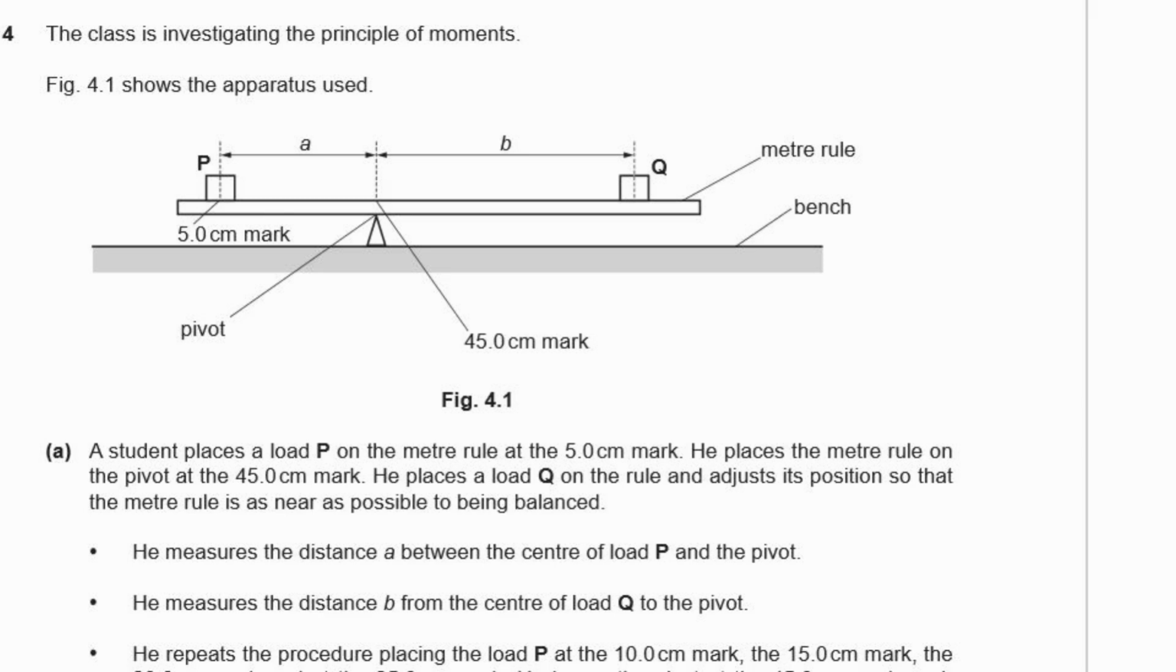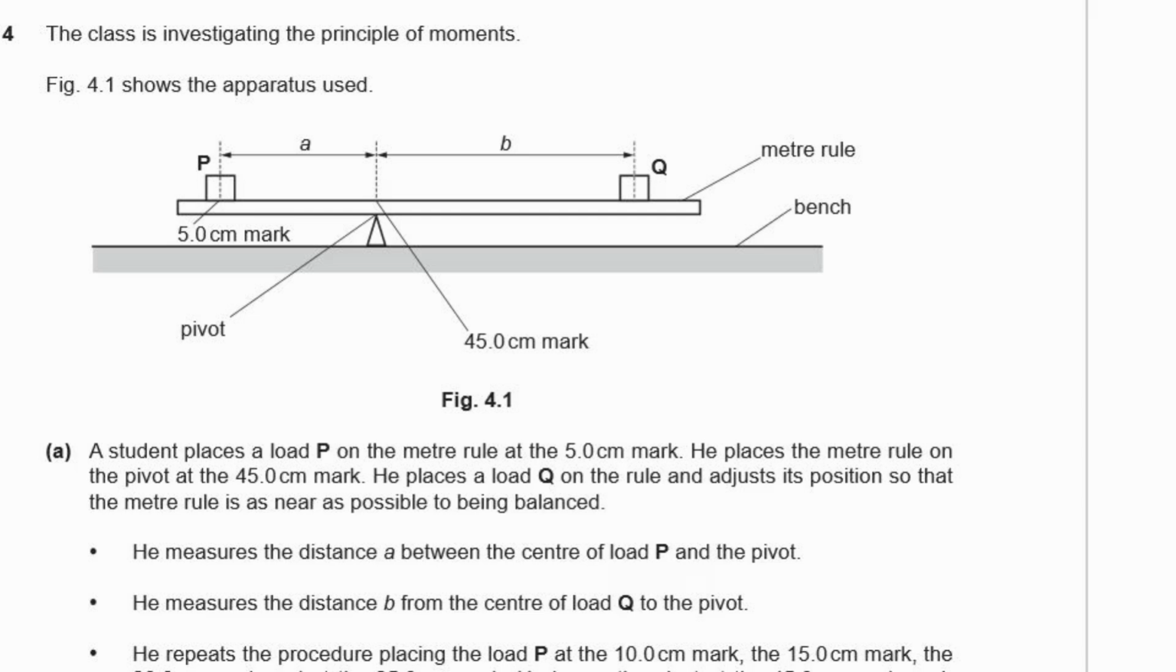Question 4. The class is investigating the principle of moments. Figure 4.1 shows the apparatus used. So we can see there's a big meter rule balancing two weights at either side and a pivot just off centre at the 45 centimetre mark.